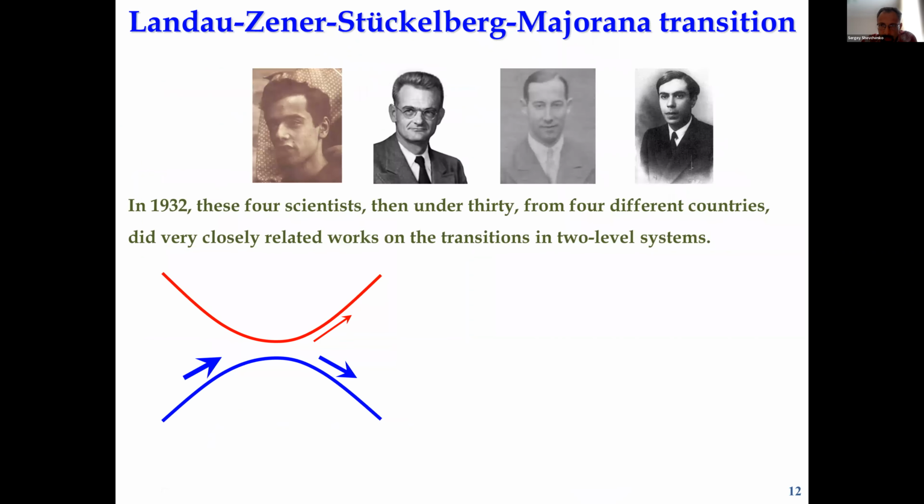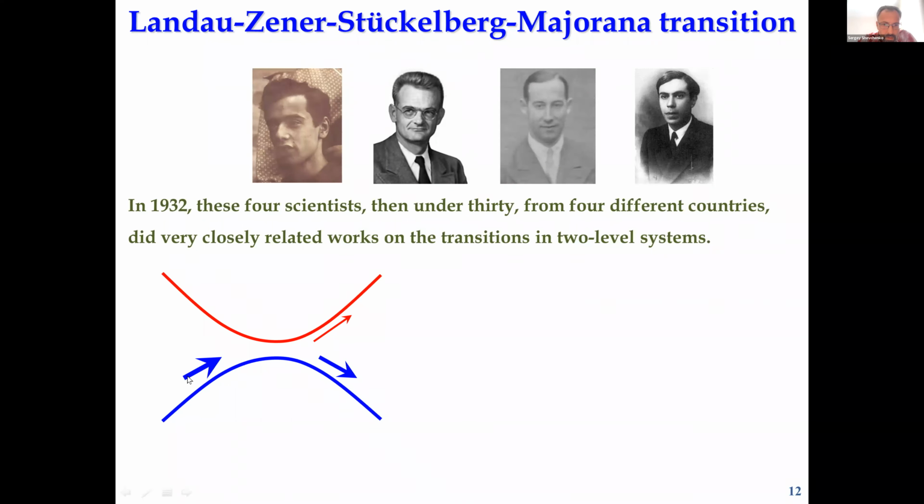And maybe the main part of my talk, the key message of my talk, is what are the Landau-Zener-Stückelberg-Majorana transitions. These were studied many years ago by these four scientists, at that time under 30, from 4 different countries, and the papers were written the same year in different languages. They studied transitions in a two-level system, in a qubit, as we would say today.